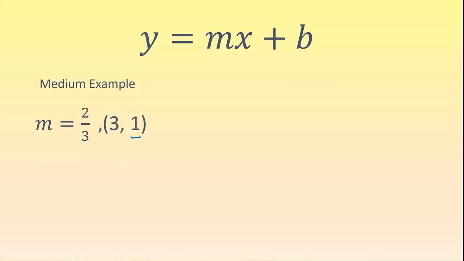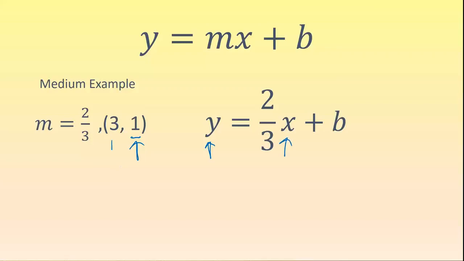Take your slope that you've been given and plug it in for m. Now, we want to know b. We can't solve this equation because we've got 3 unknowns, and that's a problem. But we know a y, and we know an x. So we'll just plug in the 3 for x and the 1 for y, and now we have an equation that we can solve for b. Just make sure that you get the x-coordinate in the x position and the y-coordinate in the y position.